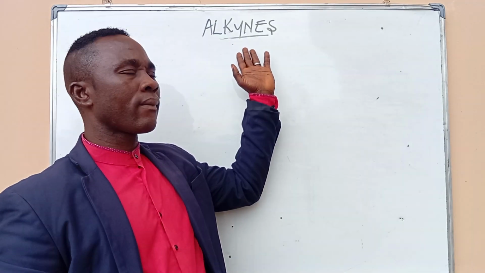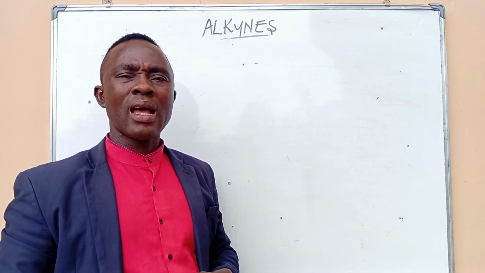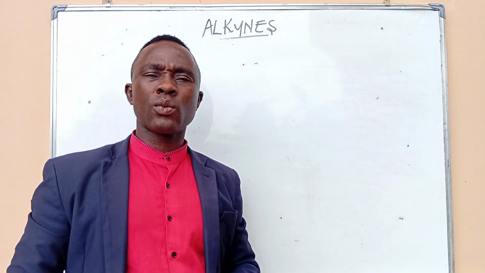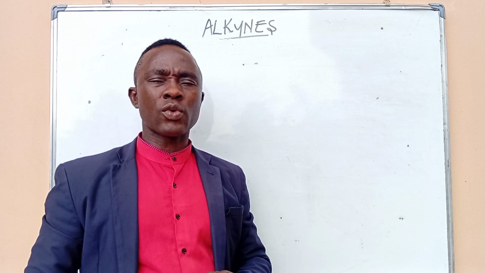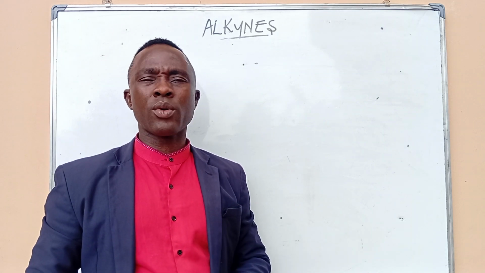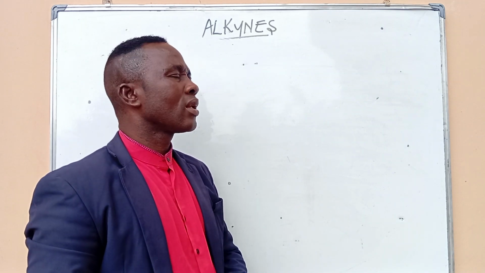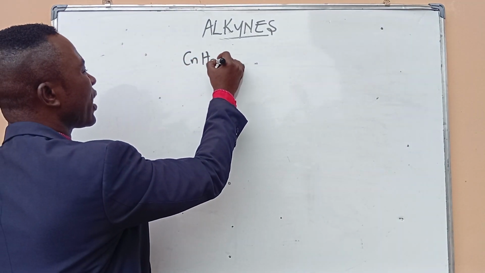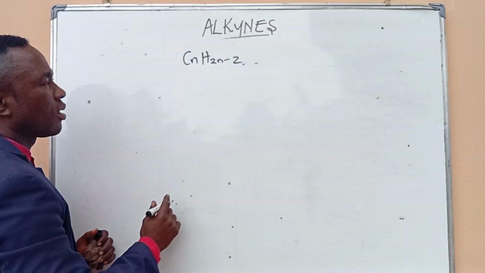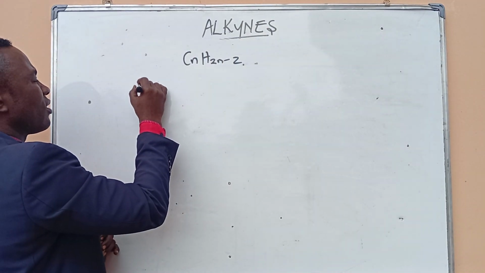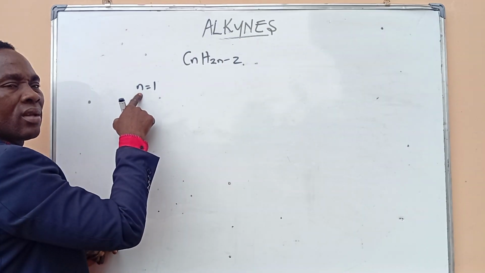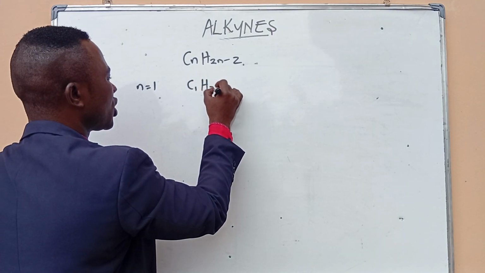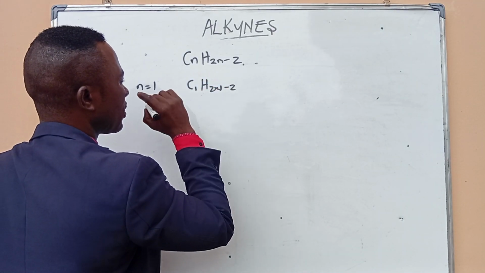Now, in our class today, we are talking about alkynes. Alkynes are unsaturated hydrocarbons with a triple bond. Their general molecular formula is CnH2n-2. If n is the number of carbon atoms and it becomes 1, we should have C1H2 times 1 minus 2.